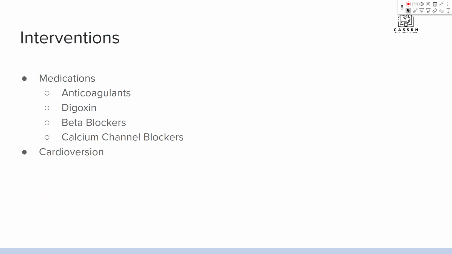Interventions that you might see are going to be anticoagulants, like we talked about in the previous slide, for clotting. You also want to look at slowing down the heart rate. So things like digoxin and beta blockers and calcium channel blockers are going to help with that. And then cardioversion is also an option. However, it's not the most recommended thing to do in atrial flutter.